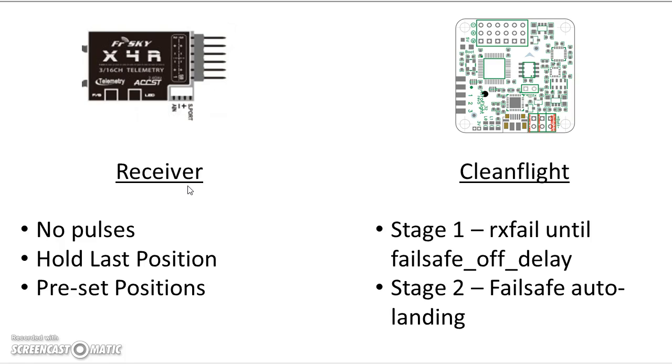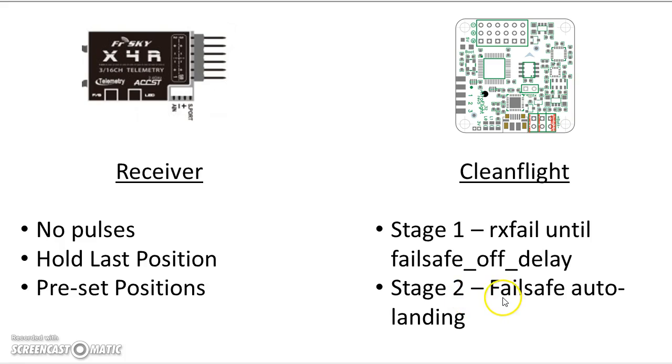So you may be having an intermittent radio link loss, and we kind of just want to keep the copter doing what it was doing, keep all the channels in a reasonably safe position in hopes that it's going to come back. And stage one lasts until the parameter failsafe off delay expires. I believe that defaults to 1 second. And after that time expires, if the receiver has not come back, then stage two initiates.